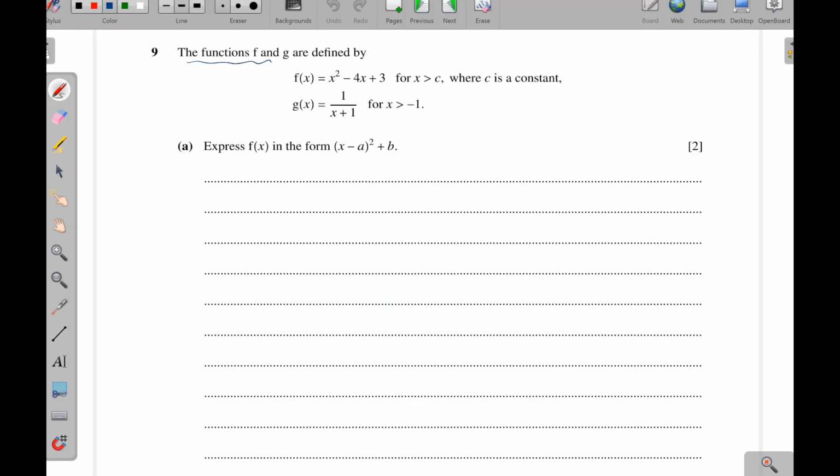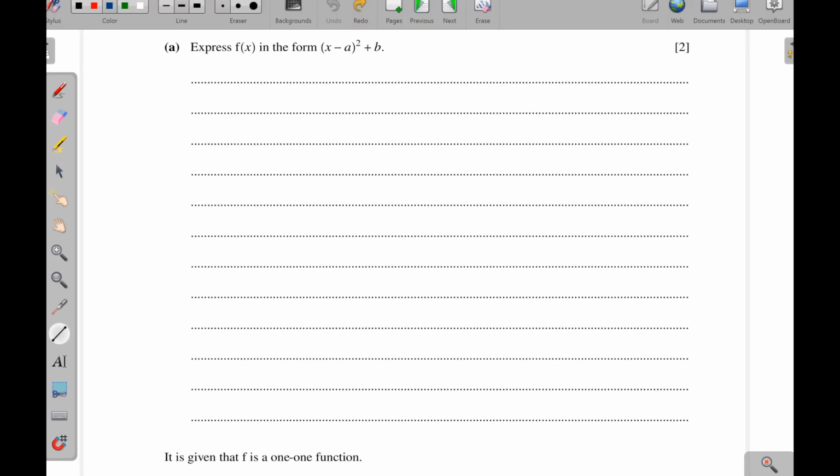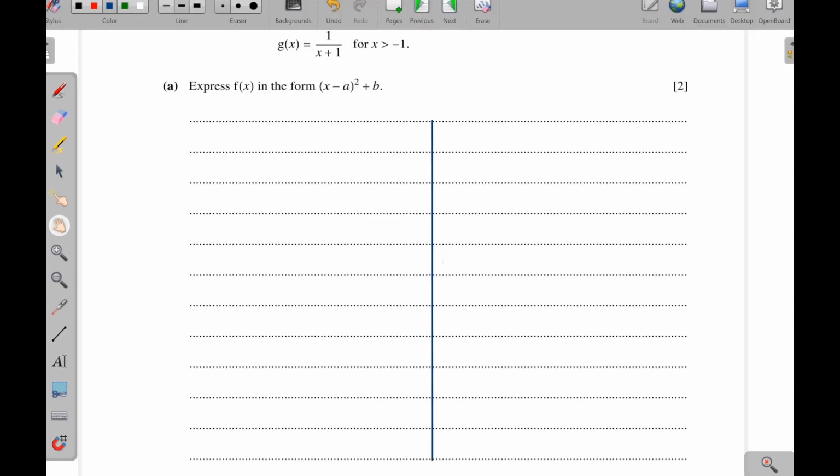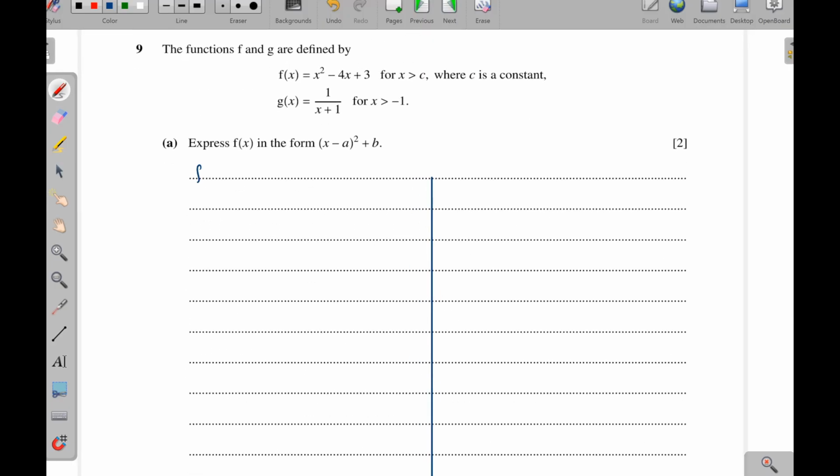Question 9. The functions f and g are defined by, this is what we are having here, but express f of x in the form, this one here. So there are two methods I'm going to use, like I've always done. So completing squares right away, and then also expanding, and then we equate the coefficients. So we have our f of x here, which is equal to x squared minus 4x, then plus 3.